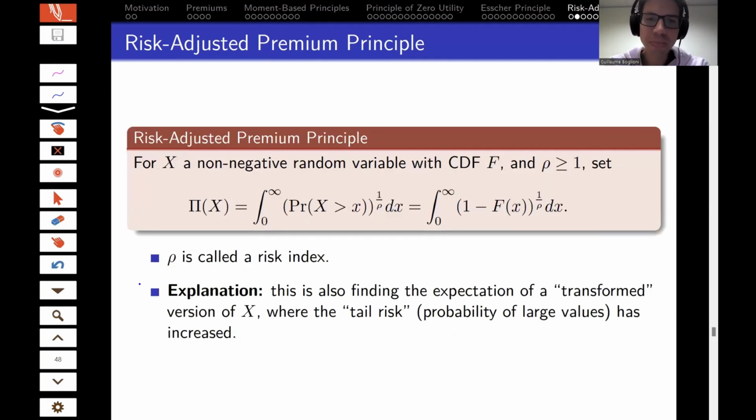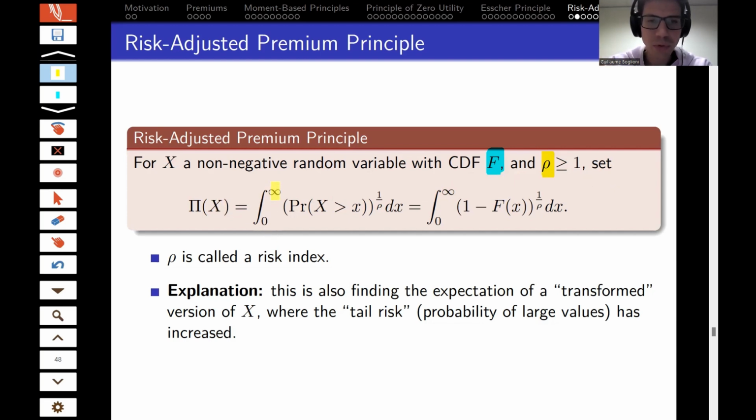So, the risk-adjusted premium principle. Let's take the principle, then explain it, and then check the properties. Careful, it applies to a non-negative random variable. So we're in a context where we know that the random variable doesn't take negative values. Then we can use this principle. Assume the CDF of the random variable is this. Here rho is a parameter bigger than 1. The premium would be set like this.